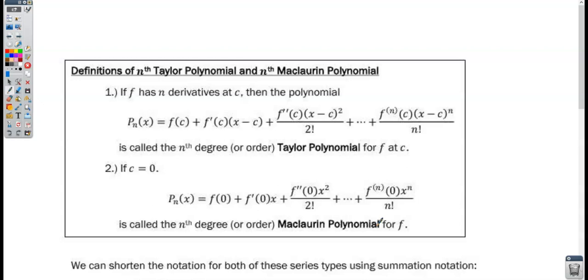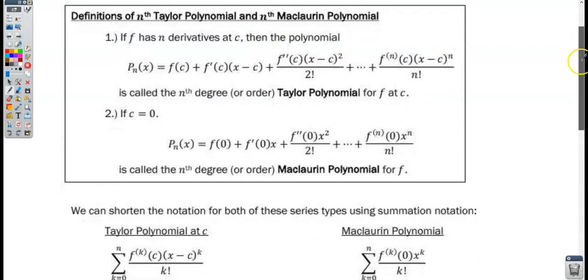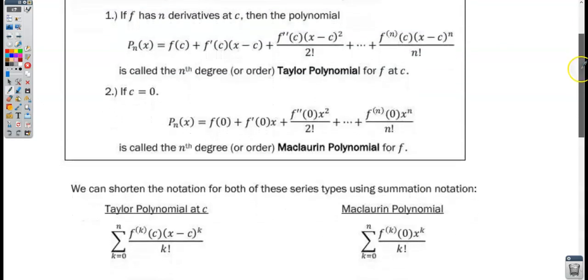Okay? We can shorten up what both of these look like by writing them as summation notation. The Taylor polynomial at c is the sum from 0 to n of the kth derivative of c times the quantity x minus c to the kth power all over k factorial. The Maclaurin polynomial, the nth degree Maclaurin polynomial, is the sum from 0 to n of the kth derivative of 0 times x to the k all over k factorial.